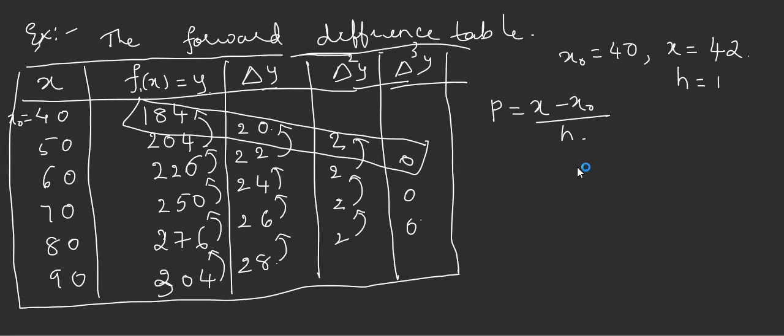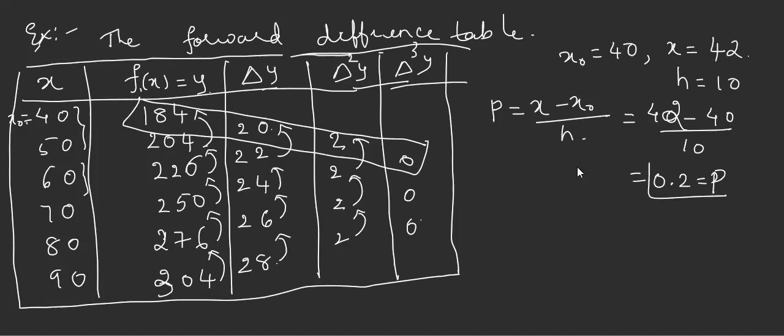You take the difference between the values of x, everywhere it is 10, which has to be constant. Otherwise, you cannot apply the formula. Okay? Substitute now. X is 42, X0 is 40. 42 minus 40 divided by 10 is how much? 2 by 10 is what? 0.2. This is my P.